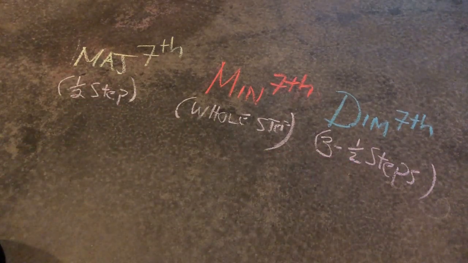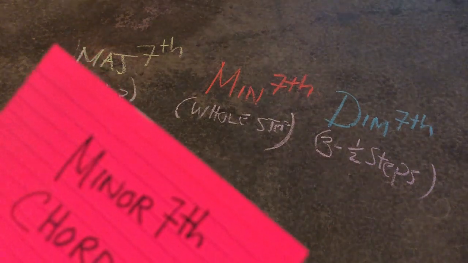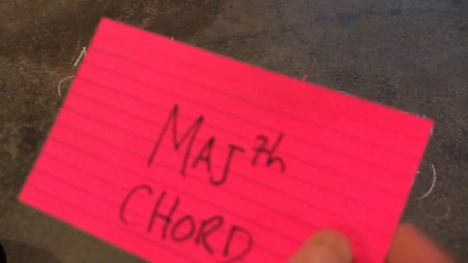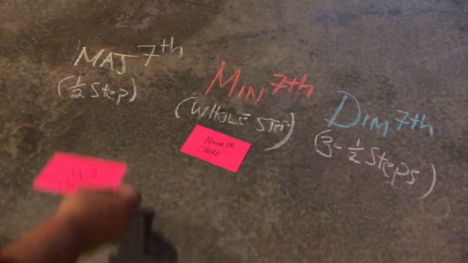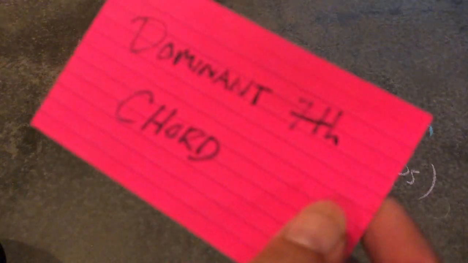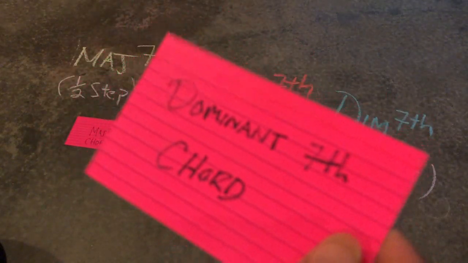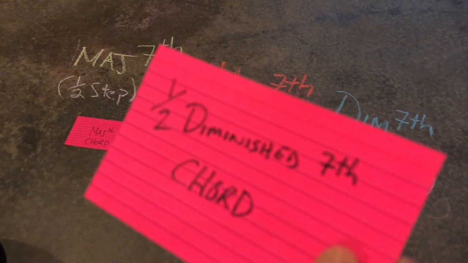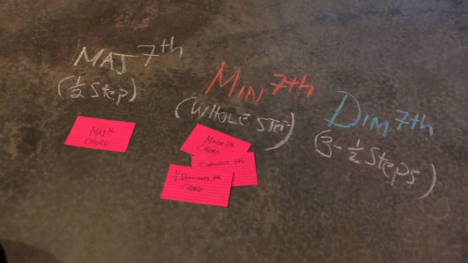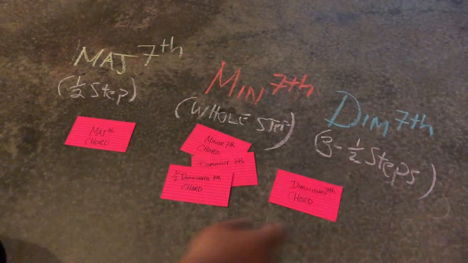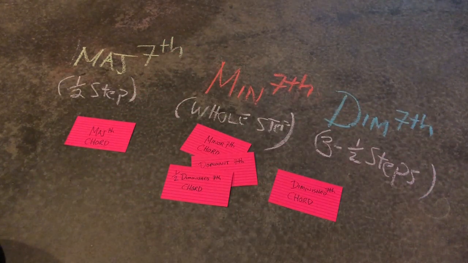Oh boy, here we go. Minor 7th has a minor 7. Major 7 has a major 7th, right? Minor 7. Dominant 7 has a minor 7th in it. Half diminished 7th has a minor 7th in it. And the diminished 7th chord has a diminished 7. Okay, moving on.